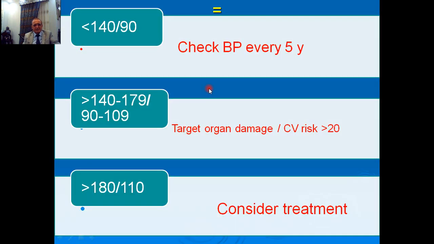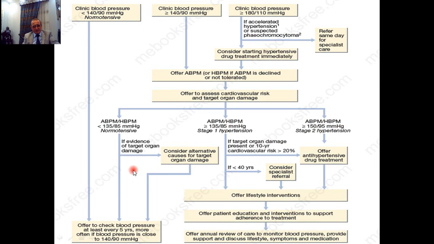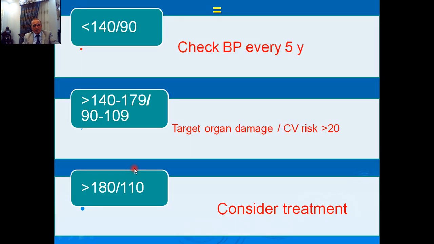So to summarize this complex table: less than 140 over 90, tell him come after 5 years, it's not practical. 140 systolic to 179 over diastolic 109, see target organ damage and cardiovascular risk. If high, start treatment. If normal, you can wait. But if the blood pressure is 180 over 110 in more than one session, then you consider treatment. You can go to this table and read it again and again. It is very interesting how you place your patient.